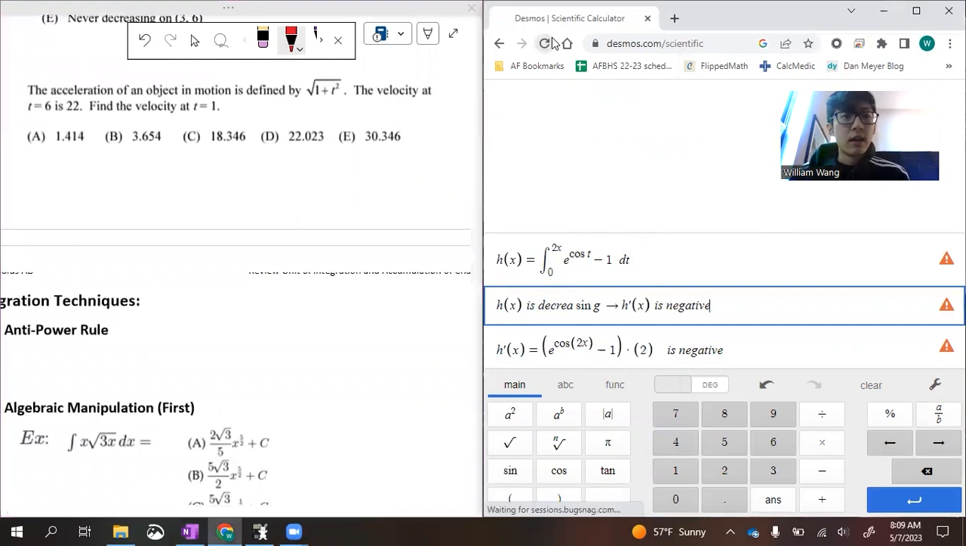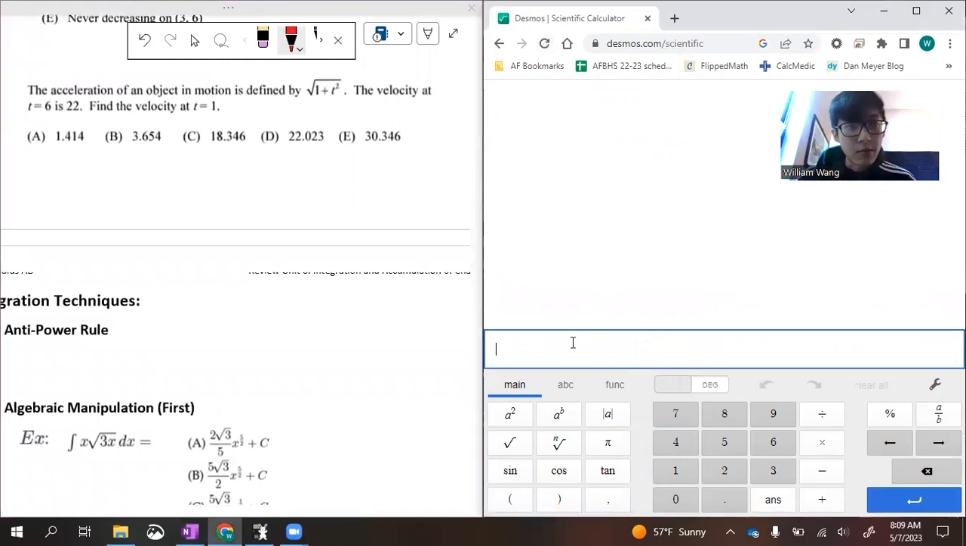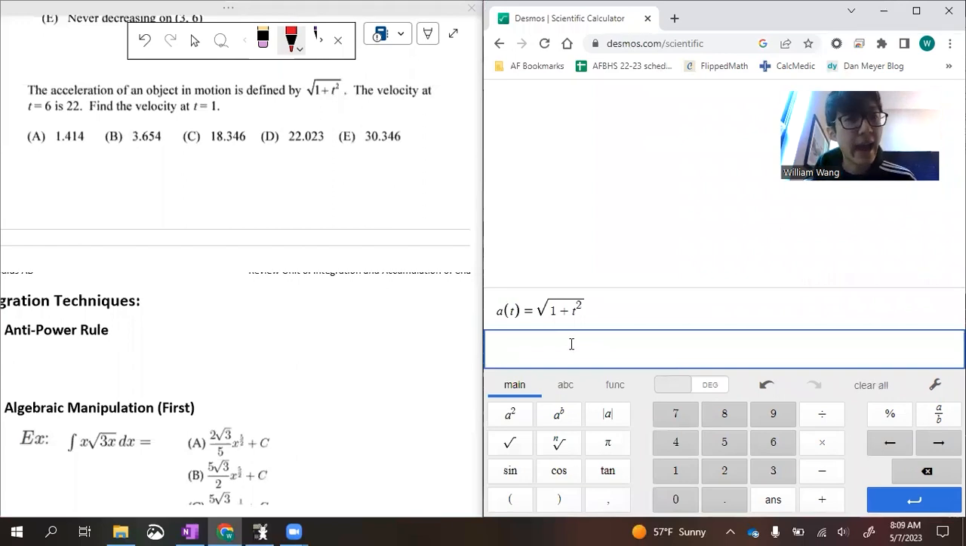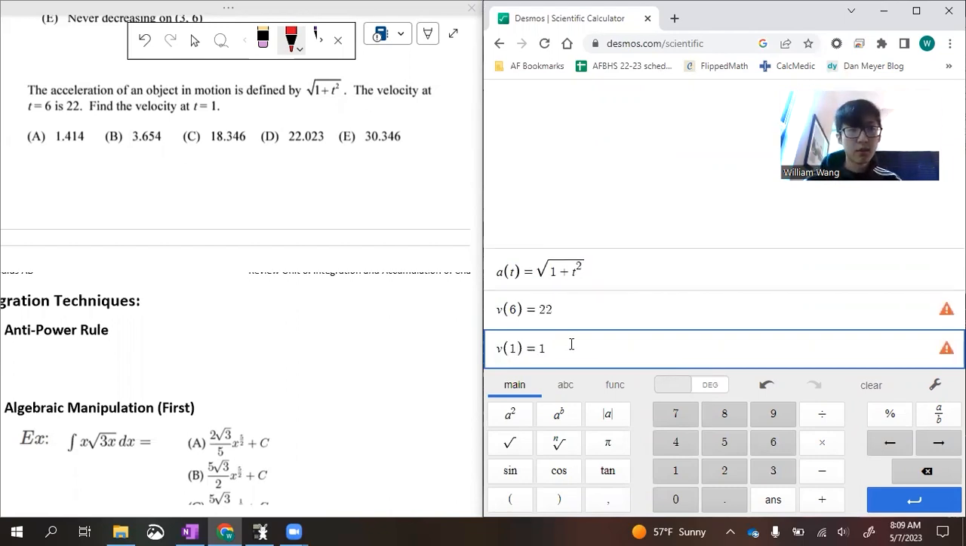All right, next question. The acceleration of an object in motion is defined by a of t equal to square root of 1 plus t squared. The velocity at t equals 6 is 22. Find the velocity at t equals 1. They're saying v of 6 is equal to 22. V of 1 is equal to question mark.